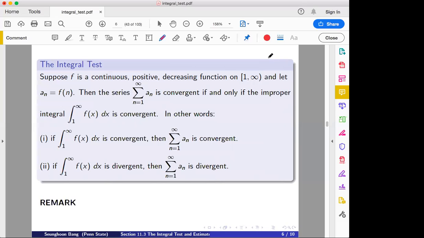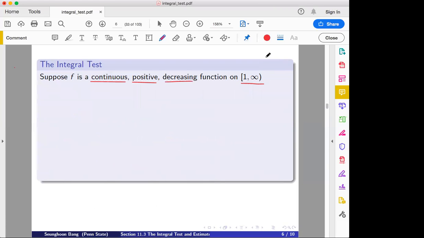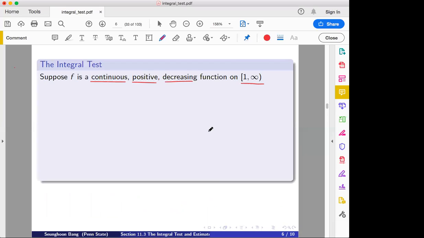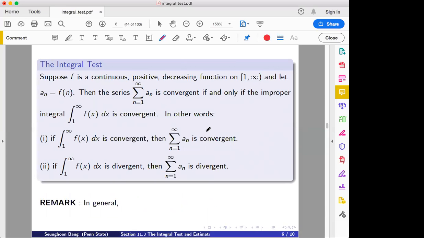This is the idea. So remark: in general, the summation of a_n is totally different from the improper integral. The improper integral is just the area under the curve. The summation adds more areas, so it is totally different. So really be careful. They are usually different.